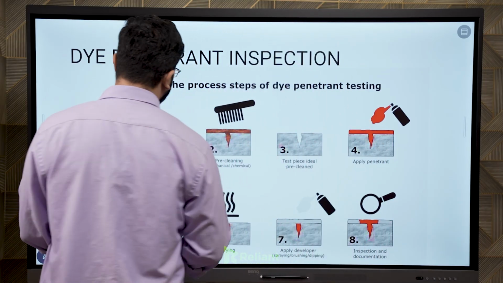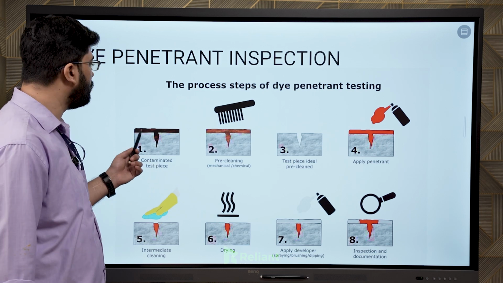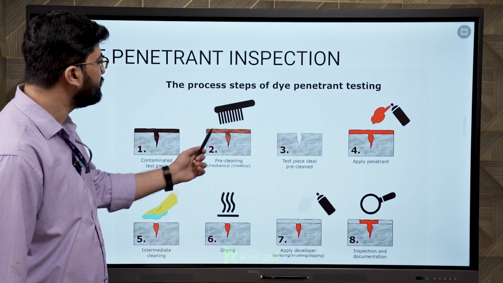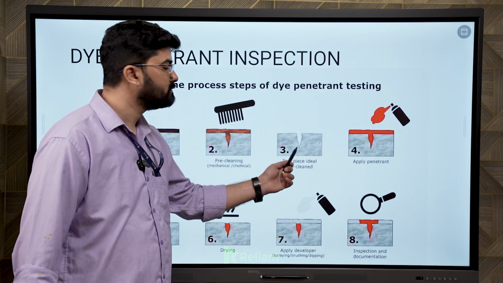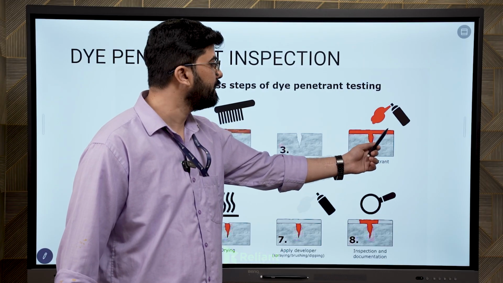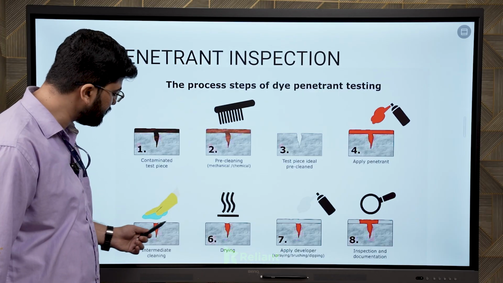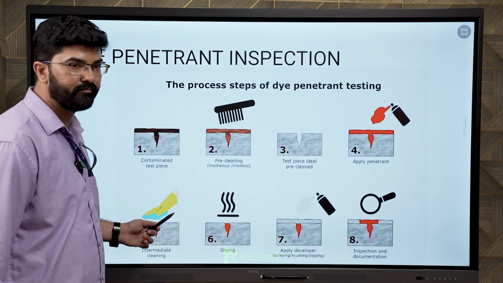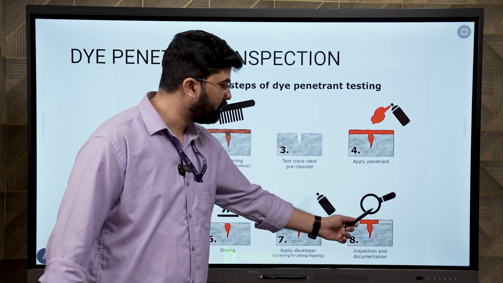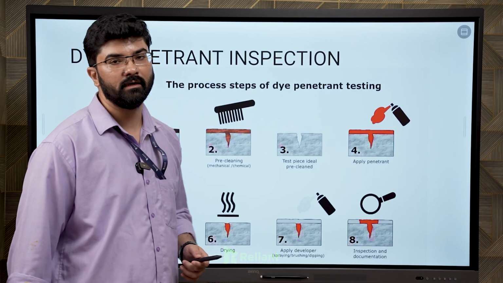So this is what we do. First, the contamination, dirt, dust, or all has to be removed. We call it pre-cleaning. Then the surface of the crack will be open like this. Then we apply the penetrant by the spraying technique. After the dwell time, we remove the excessive penetrant from the surface, as you can see in this picture. Then we apply developer. Then with the help of visual testing, we find out the indication and do other documentation.